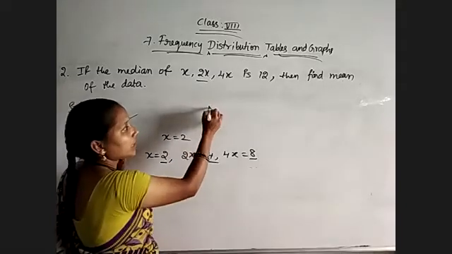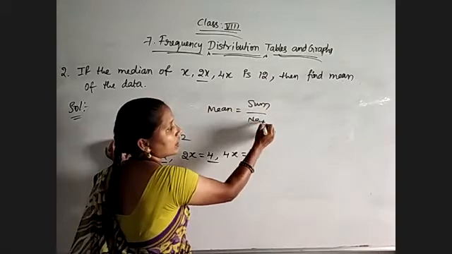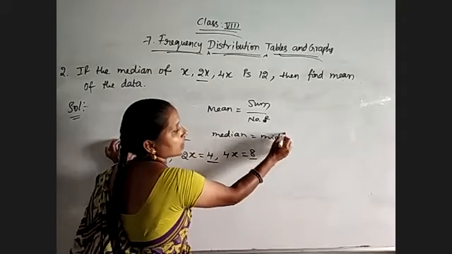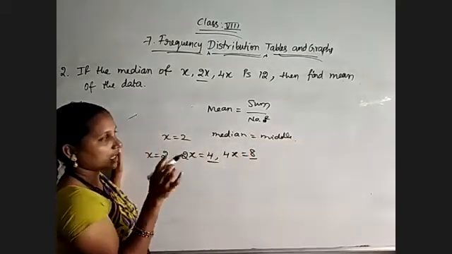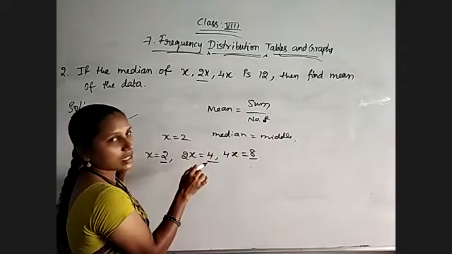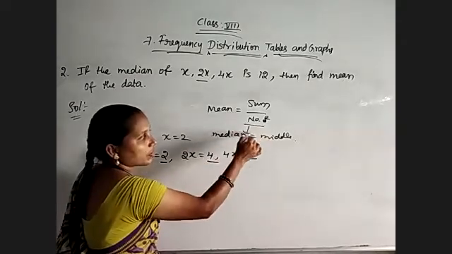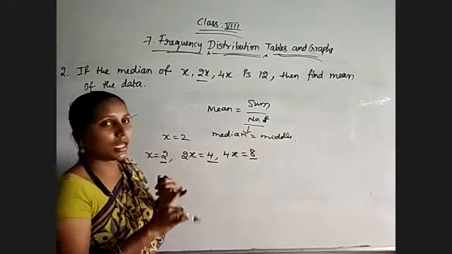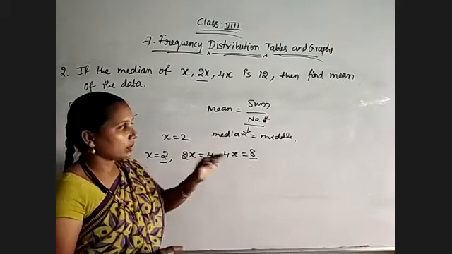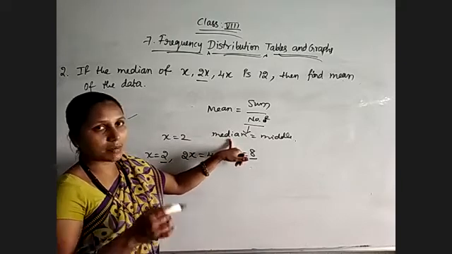Remember, mean depends on the sum of the observations as well as the number of observations. Whereas median depends on the exactly middle value of the observations, and if any changes are there in the extreme values, there is no effect on the median. Median also depends on the number of observations. Why? Because if the number of observations is even we will get one value, odd we will get another value. But it exactly depends on the middle value. It is not affected by extreme values.